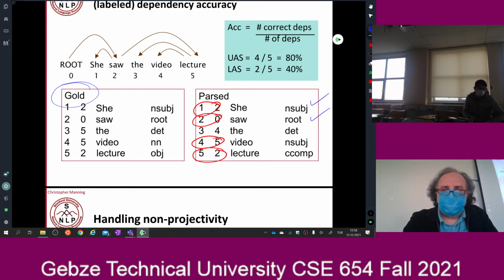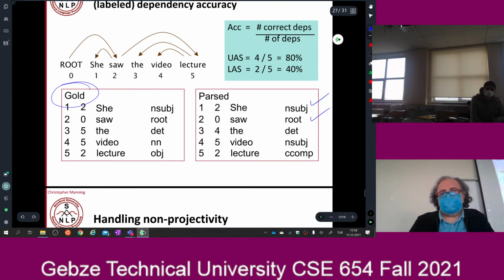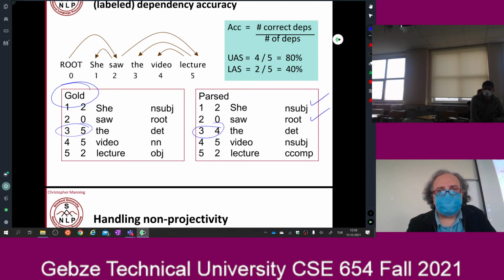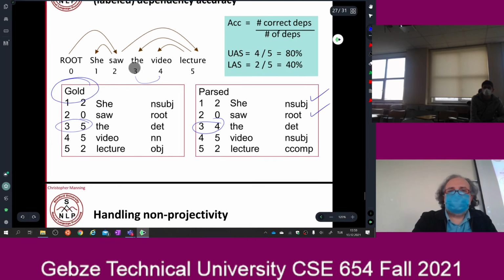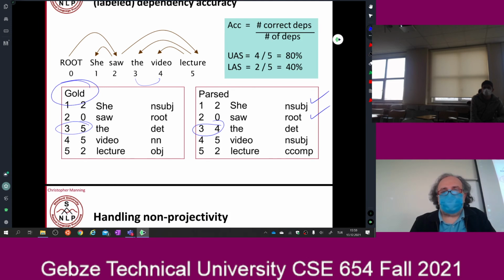But this is how I do the parsing. After the parsing, I came up with these results. I think I recovered this one, 1 and 2 she, 2 and 0 so. There is a problem, I think, with this rule, right? The rest of them is fine. 3 and 4, the video, yeah. The correct one is the lecture, right? The is the determiner of the lecture. It is not the determiner of the video.